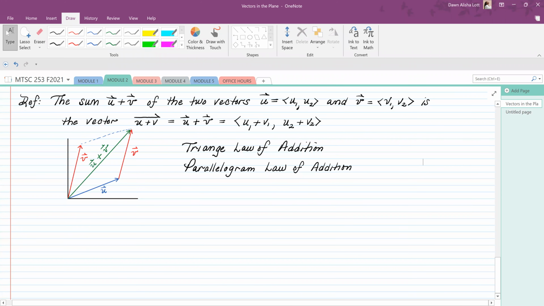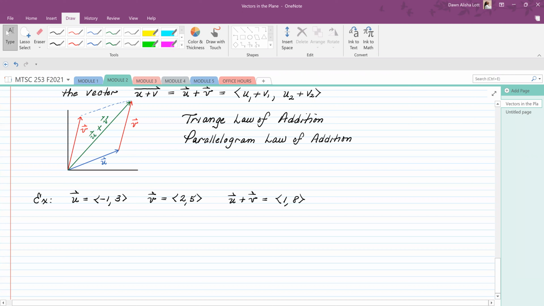Okay, so here's an example. So we have u is the vector minus 1, 3, and v is the vector 2, 5. Then u plus v, clearly minus 1 plus 2 is 1, and 3 plus 5 is 8. So that's the new vector. Okay.